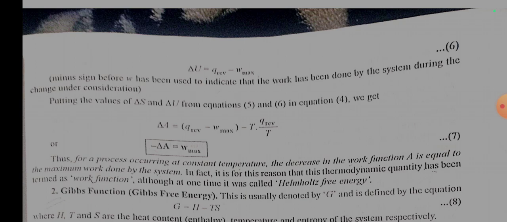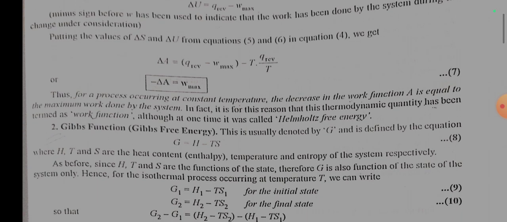Therefore, for a process occurring at constant temperature, the decrease in the work function A is equal to the maximum work done by the system. In fact, it is for this reason that this thermodynamic quantity has been termed as work function.